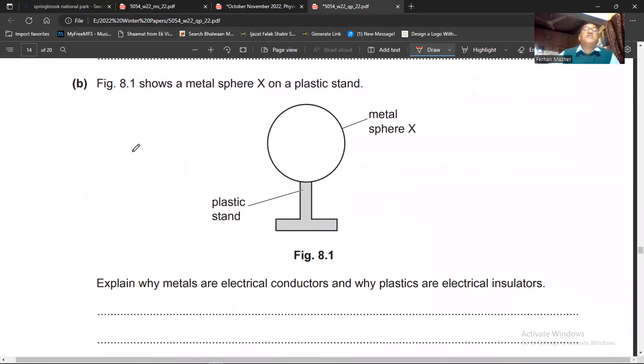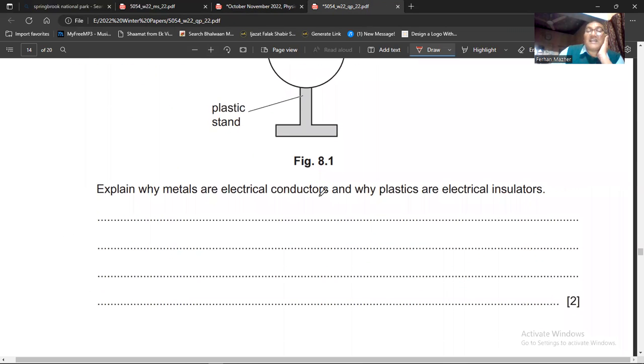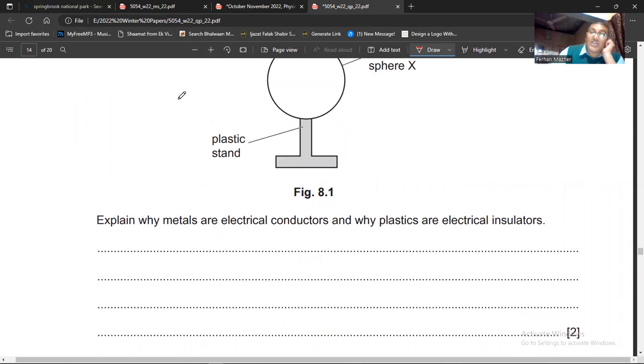Question number 8, part B. It says figure 8.1 shows a metal sphere X on a plastic stand. So this is a metal sphere X. This is the plastic stand. Explain why metals are electric conductors and why plastics are electric insulators. It's a 2 marks question. You see, metals have free electrons in them which can flow in the body of that metal, and so those electrons help in the flow of electricity, the flow of charges.